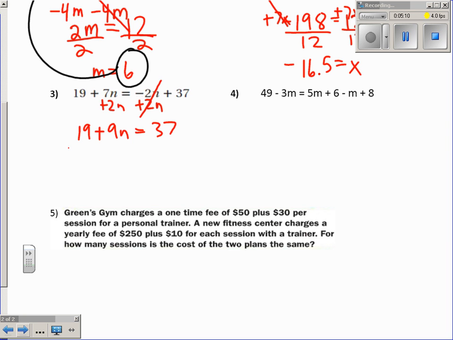Now I have to get rid of the 19. So I'd be left with 9n equals 18. Divide each side by 9. You're left with n equals 2. If you plug that back into your answers, 19 plus 14 is 33. And negative 4 plus 37 is 33. So those both worked. N does equal 2.